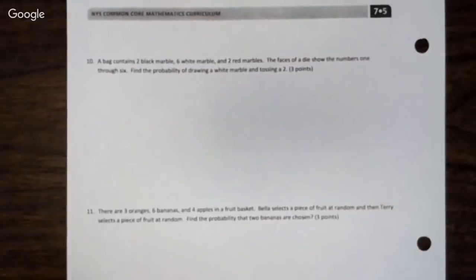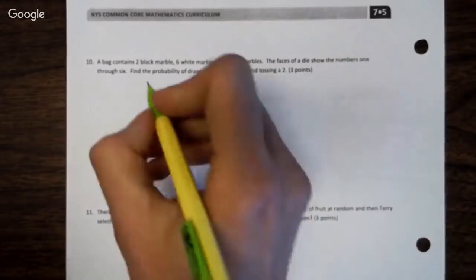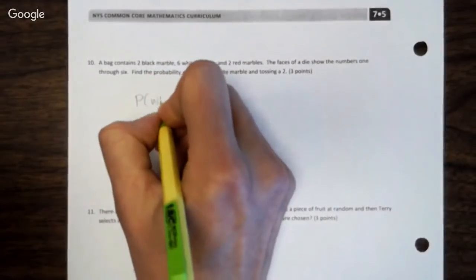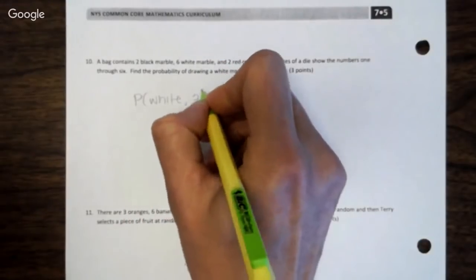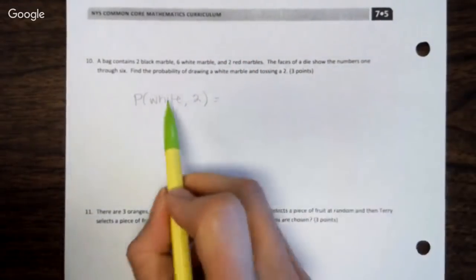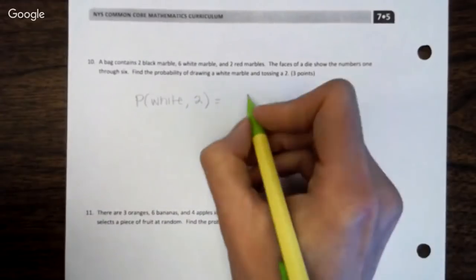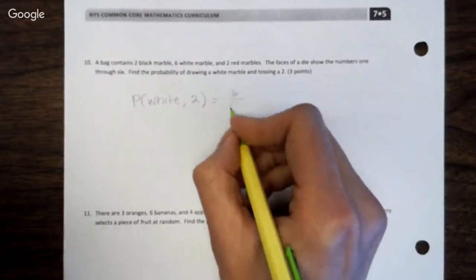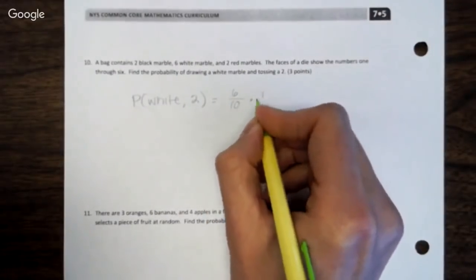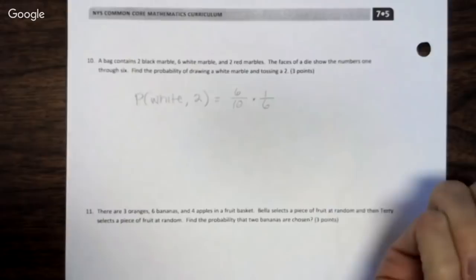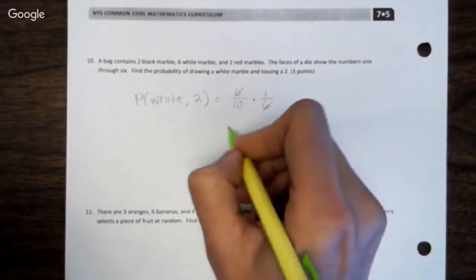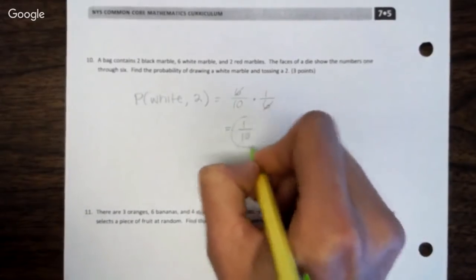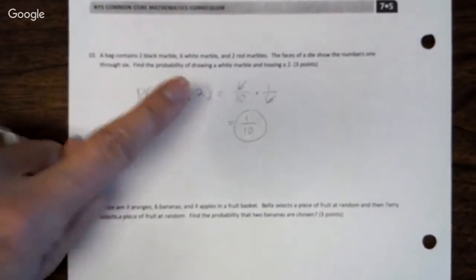All right, number 10. A bag contains 2 black, 6 white, and 2 red. Faces of a die show the numbers 1 through 6. Find the probability of drawing a white and tossing a 2. Now, these have no effect on each other, so they are independent probability. So there are 6 white marbles in the bag out of a total 10. We're going to multiply that by 1, 2 on the die out of 6. I'm going to cross cancel those, and I have a 1 out of 10 chance of getting a white with a 2.